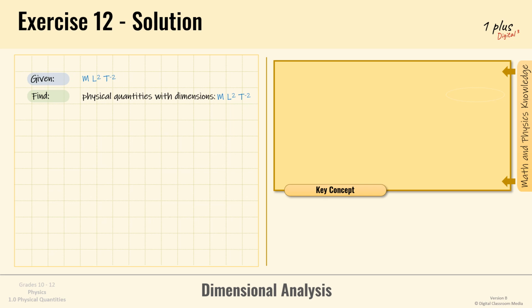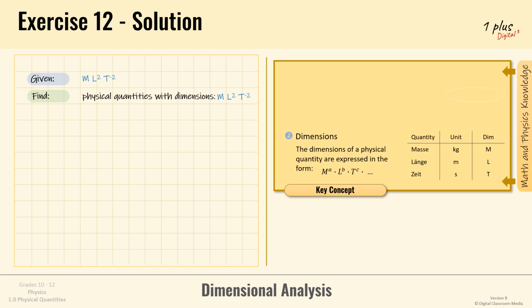Let's begin with a short review. The dimensional symbols have the following meanings. M represents mass, L represents length, and T represents time. Dimensional analysis is a method that allows us to check physical relationships and calculation results. It also allows us to match a set of dimensions to a specific physical quantity. This can be very helpful in physics.